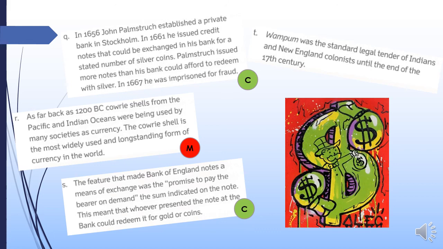The final one, wampum was the standard legal tender of Indians and New England colonists until the end of the 17th century. So the native citizens and the colonizers kept using this wampum, this string of beads, until the end of the 17th century. This is definitely history of money.